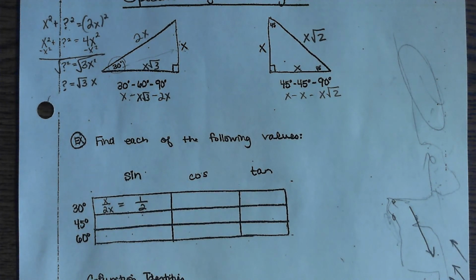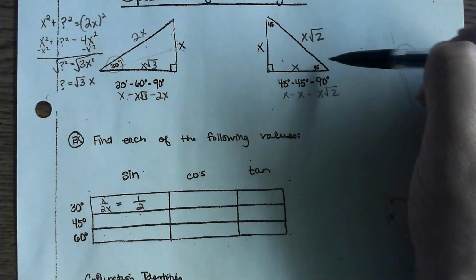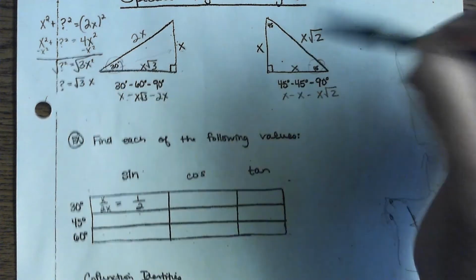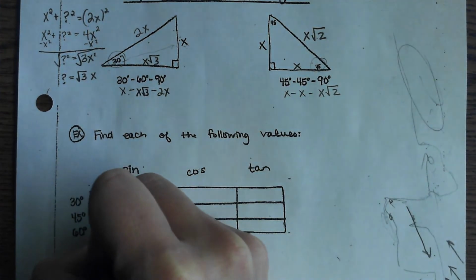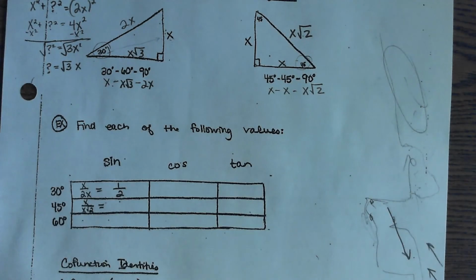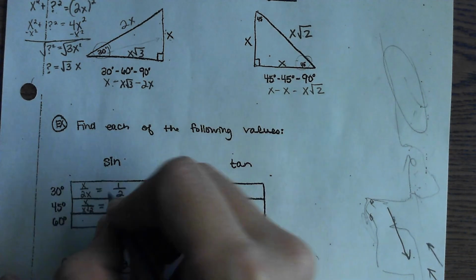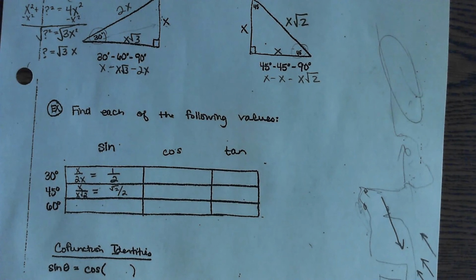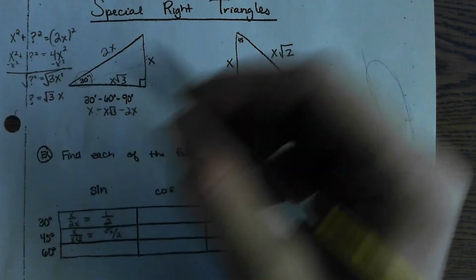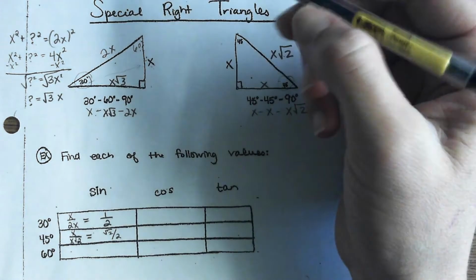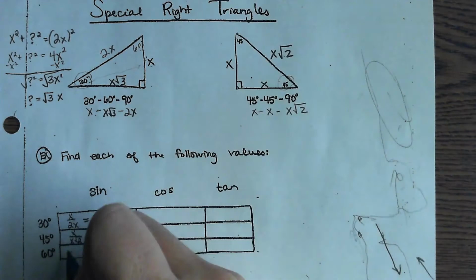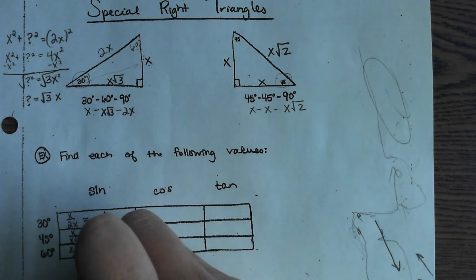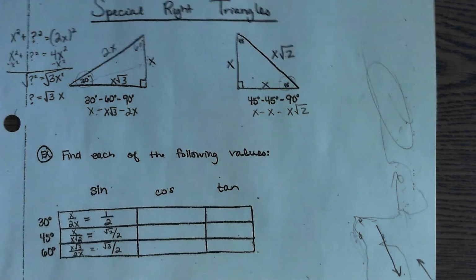Yes? For 45, the opposite x over the hypotenuse x root 2 will reduce to 1 over root 2, but that will rationalize to root 2 over 2. And then the sine of 60, here's your 60-degree angle. Your opposite, x root 3, over your hypotenuse 2x, reduces to root 3 over 2.